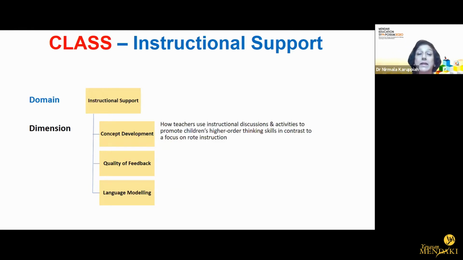For concept development, we are looking at how teachers use instructional discussions and activities to promote children's higher order thinking skills in contrast to a focus on rote instruction. So we want to move away from teacher-directed to child-centered activities. We also want to ensure that our activities are not just focusing on the right answer. We want to go beyond that and ask children questions that extend their thinking.